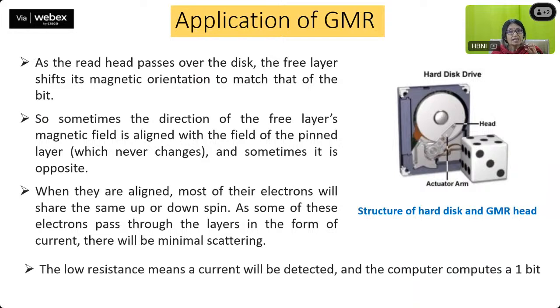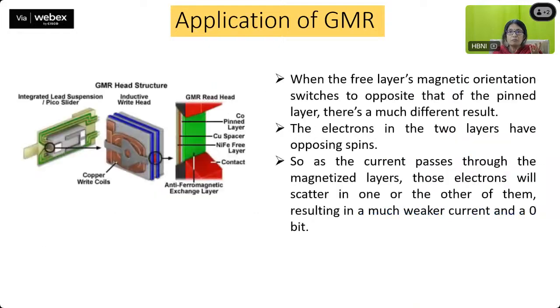So when they are aligned, most of the electrons will share the same up or down spin. As the electrons pass through the layers in the form of the current, there will be minimal scattering. So the low resistance means the current will be detected and the computer computes one bit.